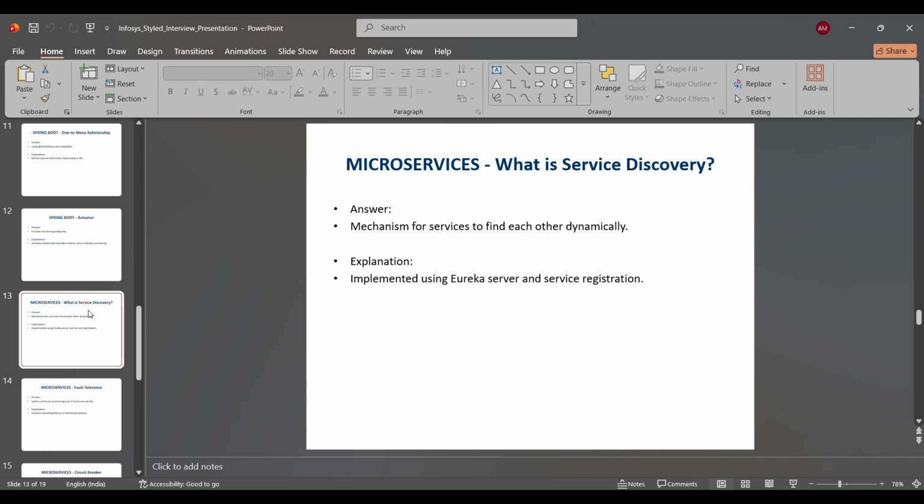Now let's discuss the microservices concepts. What is service discovery? It is a mechanism for services to find each other dynamically, implemented using Eureka server and service registration.